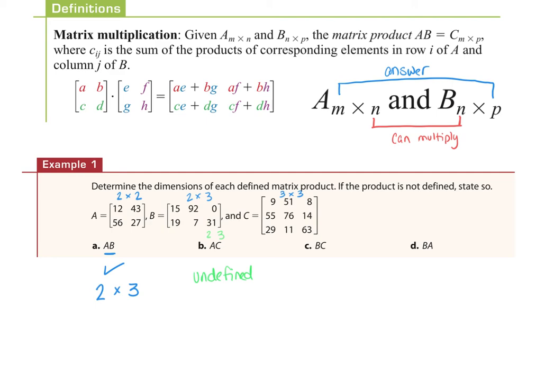All right, let's look at B and C. The columns of B are 3. The rows of C are 3. Yes, I can multiply those. My answer will be the rows from B and the columns from C.